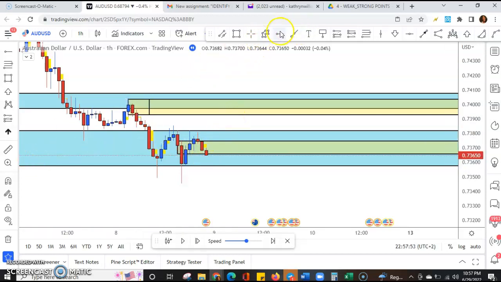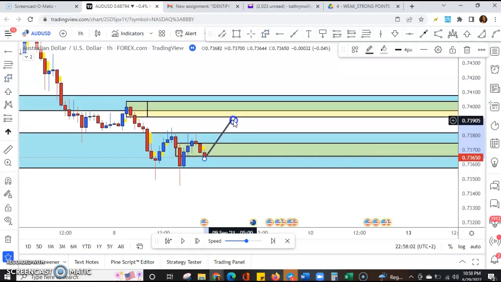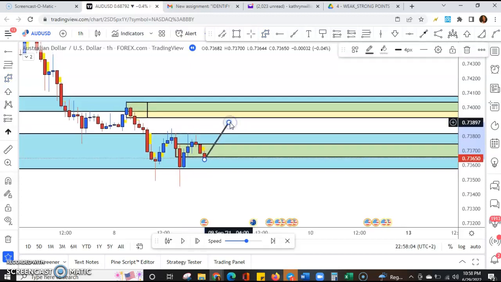So the way it will look, because I've already confirmed on the lower time frame, I don't need to reconfirm. I'm going to just take the trade here for 20 pips, on the dip.